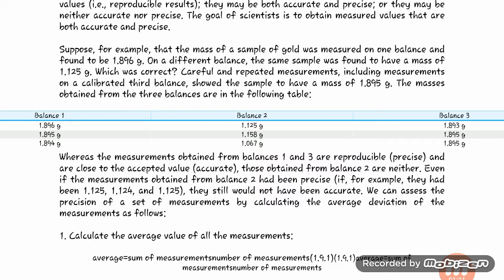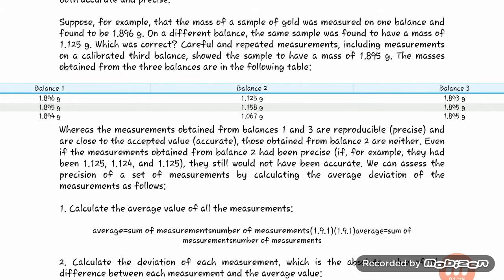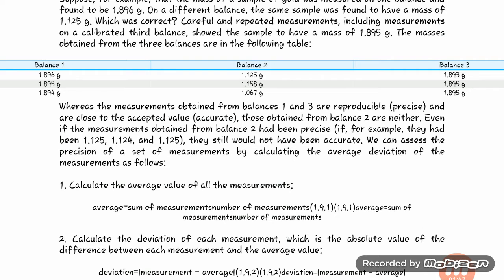Suppose, for example, a sample of gold was measured on one balance and found to be 1.896 gram. On a different balance, it is found to be 1.125 gram. Then we carefully measure and repeat the measurement, and here you can see the example of balance 1, balance 2, and balance 3. Here we are getting different values on each balance.